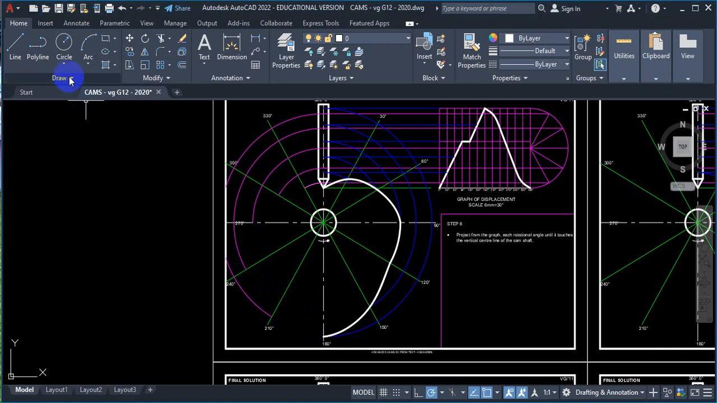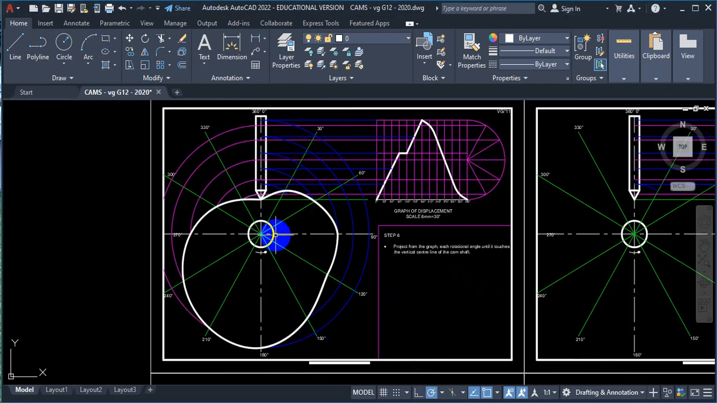So all I need to do now is to join these. From 180 it goes to 210, 240, 270, 300, 330, then it goes back to its original position, which is 360. So we need to fix this. Now that it is fixed, this is your complete cam profile, and that's how it's done. All right, thank you for watching.